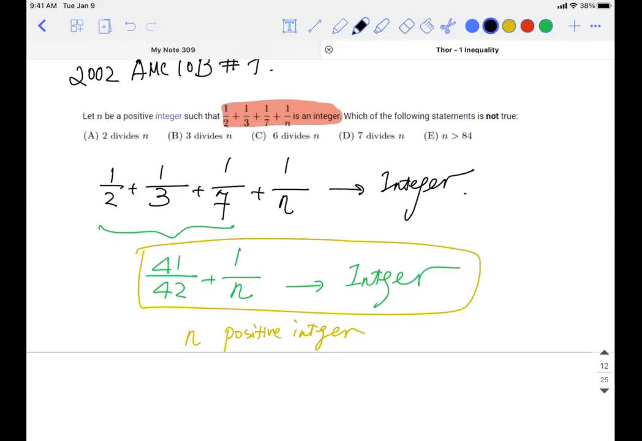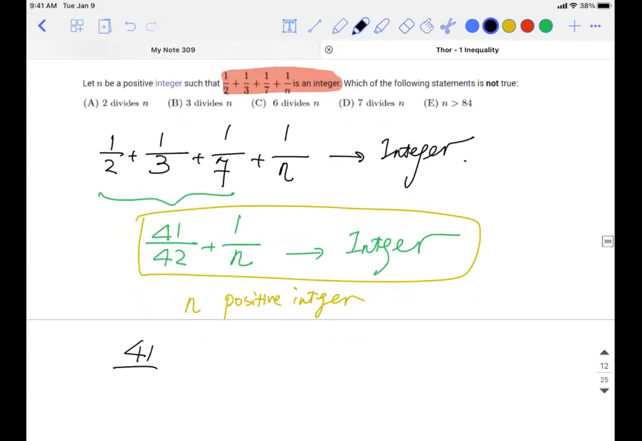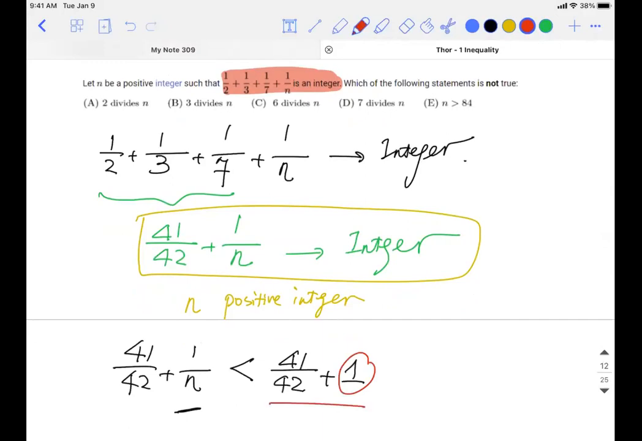Let's go for this one. 41 over 42 plus 1 over n. This is for sure lesser than 41 over 42 plus 1, right? Because 1 over n is a fraction. n is a positive integer, 1, 2, 3, 4, 5. So for sure, 1 over n will be lesser than or equal to 1, right? This is actually also lesser than 2. 1 and 41 over 42 is lesser than 2.